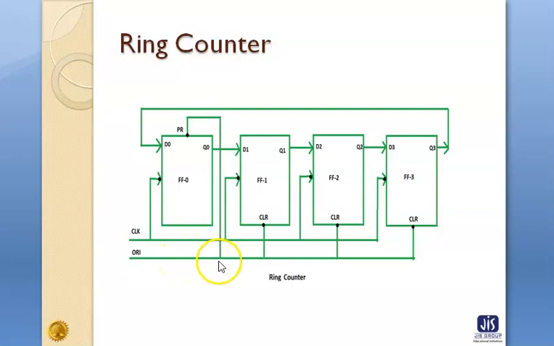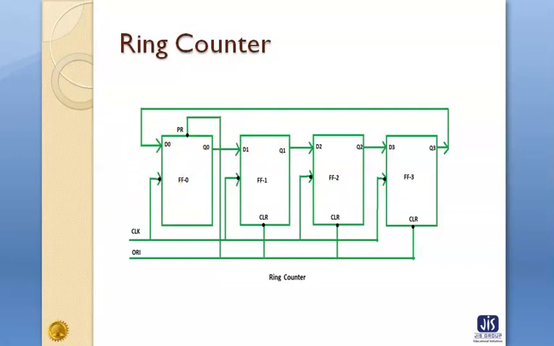These two values, that is when PR is equal to 0, Q is equal to 1, and when clear is 0, Q is equal to 0, are always fixed. They are independent of the value of the input of the flip-flops and the clock pulse also.